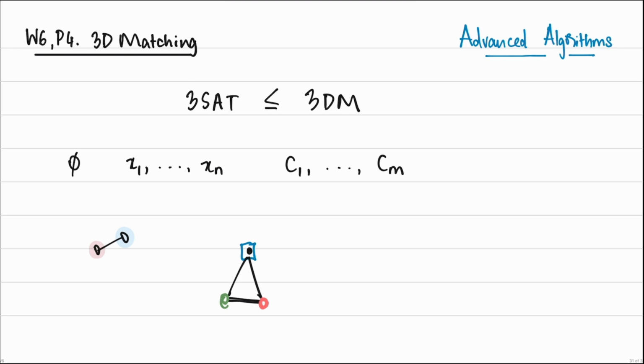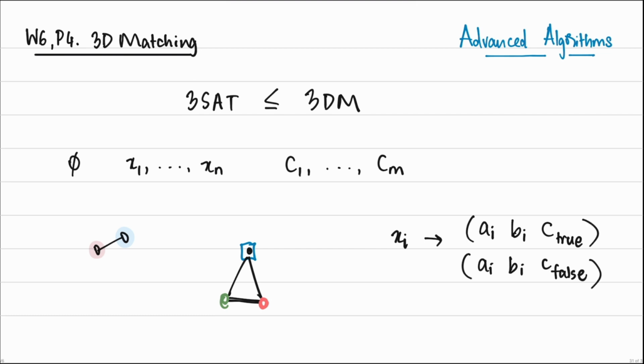Of course, you could try to say something like, for a variable x_i, perhaps we have two overlapping triples. So, for instance, we may have (a_i, b_i, c_true) and (a_i, b_i, c_false), something like this. And well, we know that you can't pick both of these triples in your solution. You have to pick one because a_i and b_i are overlapping. And whatever you pick will indicate which way you're setting the variable. And I think this is an interesting idea. It's, I think, a natural starting point.